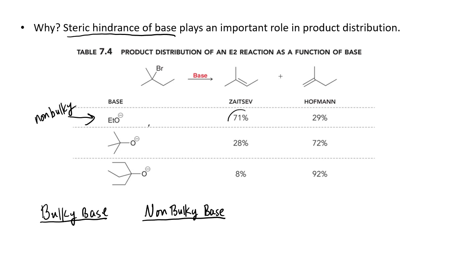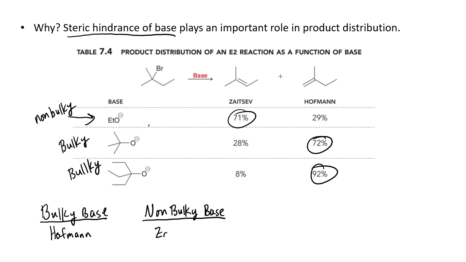And we primarily get the Zaitsev product. But with a bulky base, or sterically hindered base, in both cases we get the Hofmann product. So to summarize, bulky bases afford the Hofmann product and non-bulky bases give the Zaitsev product.